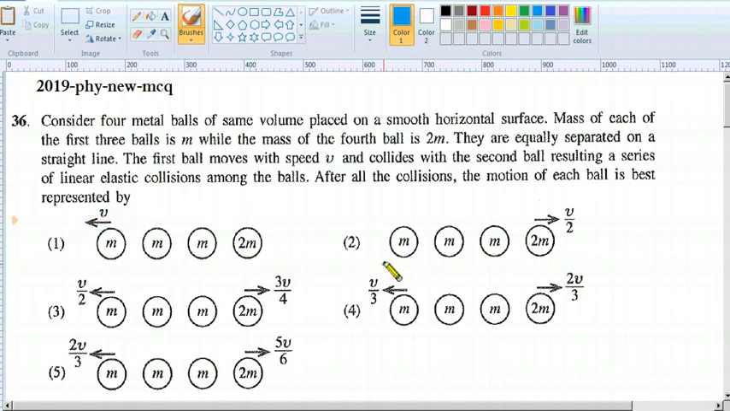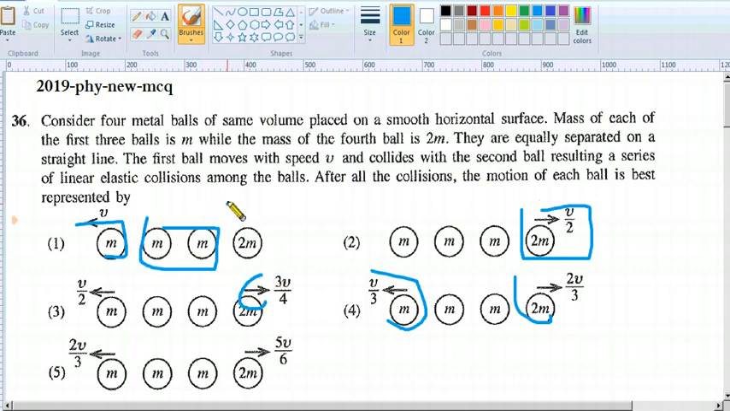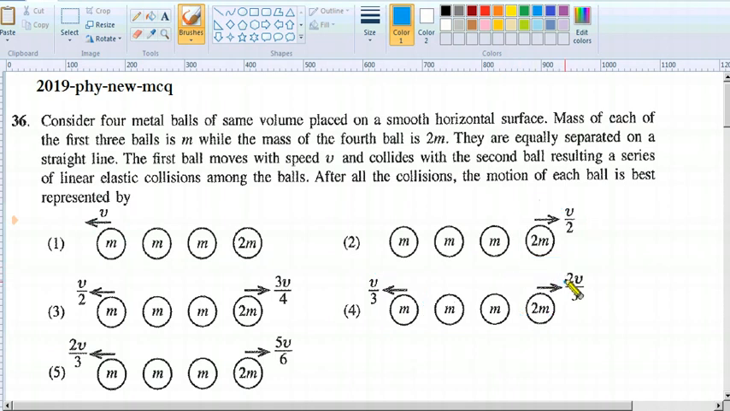So there are 5 answers given, velocity diagrams. So we have to find out the velocity of the first ball and only the velocity of the last ball. We don't have to find out the velocities of the middle balls. So children, let's try to solve this question.